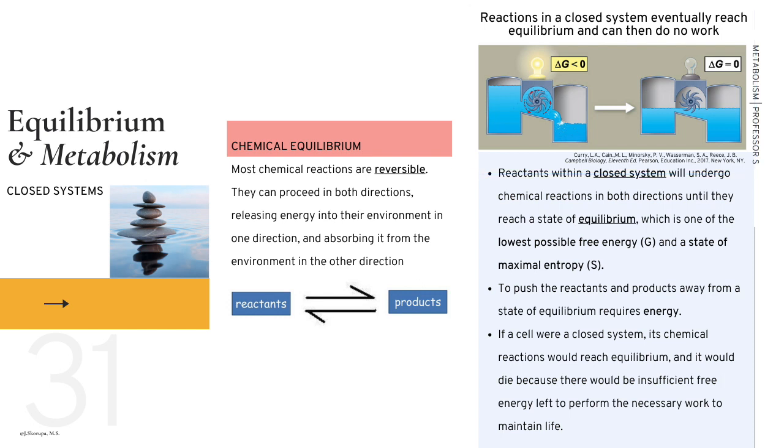Reactants within a closed system will undergo chemical reactions in both directions until they reach that state of equilibrium, which has the lowest possible free energy, G, and a state of maximum entropy, S. To push the reactants and products away from the state of equilibrium requires energy. If a cell were a closed system, its chemical reactions would reach equilibrium and it would die because there would be insufficient free energy left to perform the necessary work to maintain life and homeostasis.